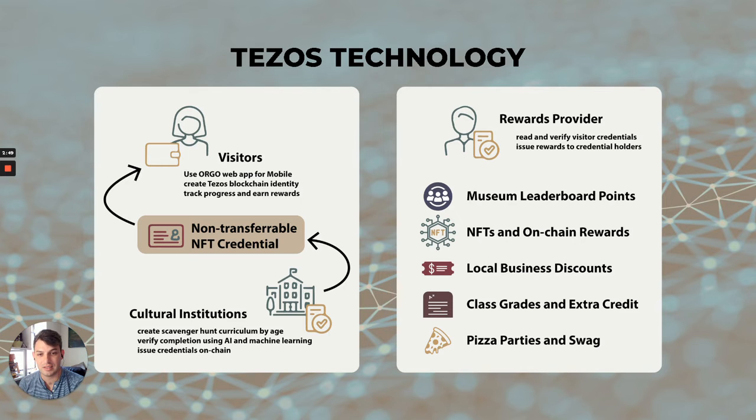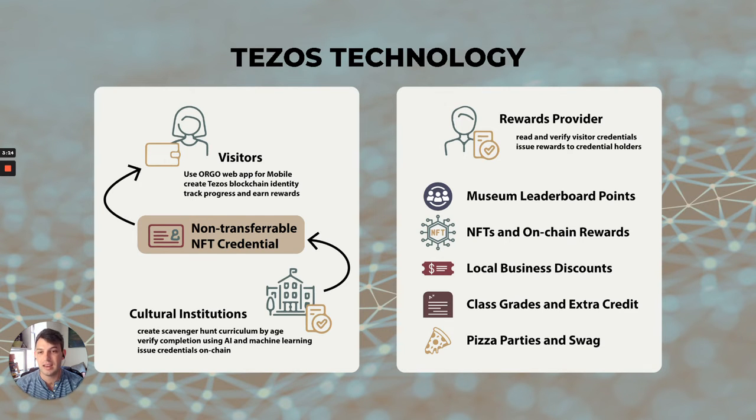The cultural institutions themselves would be creating the curriculum for these scavenger hunts for different ages, and then they would use AI and machine learning to verify the completion, or these staff approval codes to verify different activities. And then finally, they would issue a credential on chain for each individual activity. So these are non-transferable NFTs that are held in the visitor wallets, and they form a sort of resume that the visitor is building while they're progressing through this scavenger hunt.